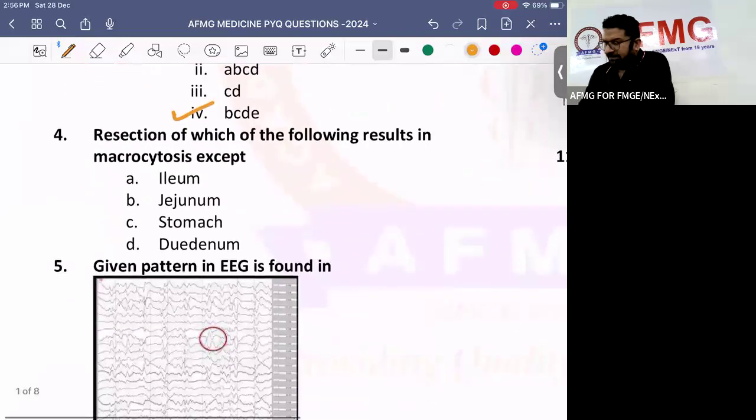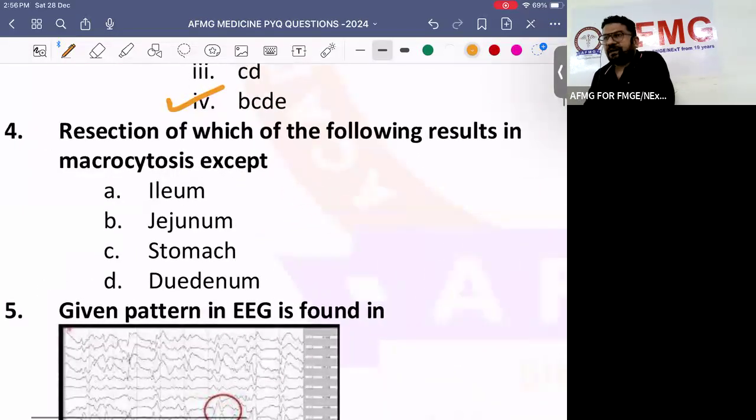Okay, now moving to next one. Again, INICET 22 question. Resection of which of the following result in macrocytosis except. अब इसको समझते हैं. They're asking you कहाँ पर where you will not have macrocytic anemia. कहाँ पर macrocytic anemia नहीं होगा. So if you see ileum, ileum में क्या होगा? Ileum में क्या होता है? Absorption of B12. B12 का absorption होता है ileum में. तो macrocytosis होगी. Yes. तो ileum की deficiency में macrocytic anemia होता है.